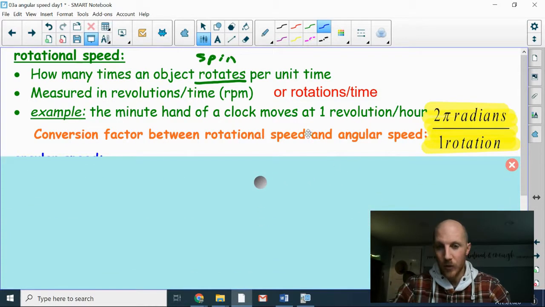Conversion factor between rotational and angular speeds: 2 pi radians and 1 rotation. And I can change the word rotation to be revolution or cycle or circle or spin or trip around the record player, or whatever is going to fit the problem. But 2 pi radians and 1 rotation, and I may need to do the reciprocal with my conversion factor just to make sure that the units will cancel correctly.